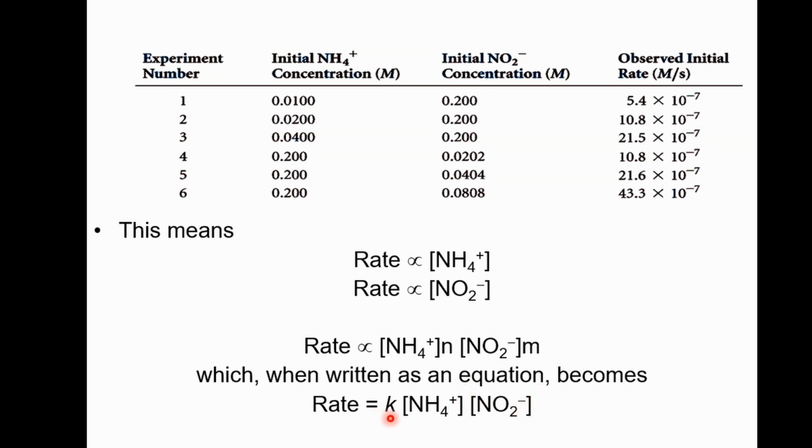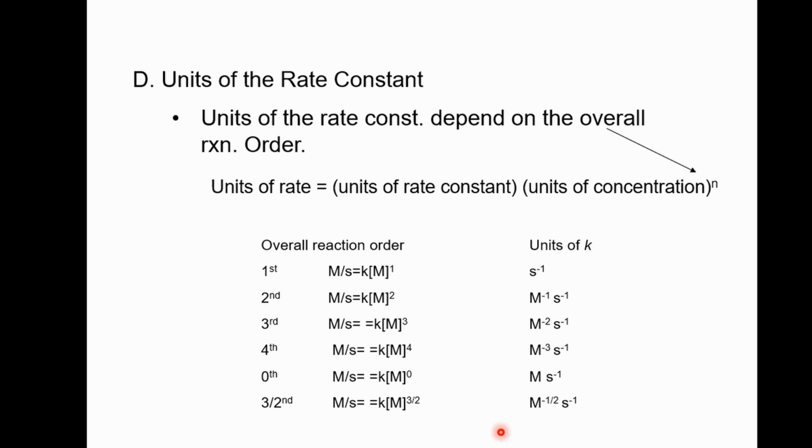So the units of this rate constant have to be such that we get units of rate. Here are some units of rate and the overall reaction order. So we're going to just imagine there's one reactant. Units of rate, we're going to have the rate constant times units of concentration raised to some power, which depend on the overall reaction order.